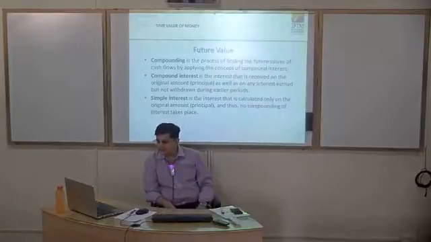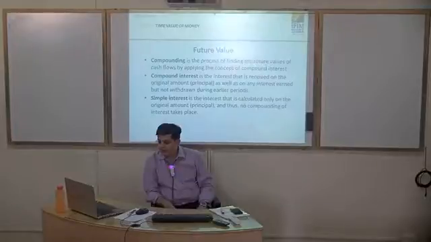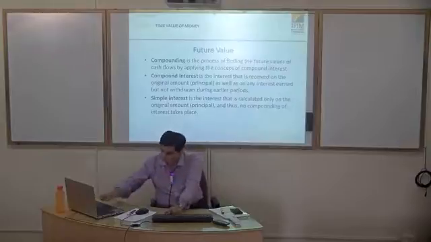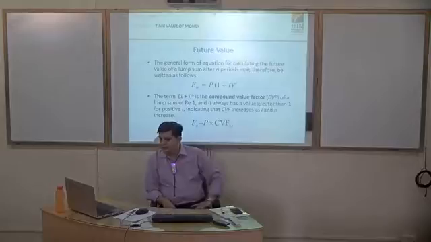Compound interest is the interest that is received on the original amount or principal, as well as on the interest earned but not withdrawn during earlier periods. Simple interest is principal into time into rate divided by 100. We all know that mathematics formula. So it's the interest that is calculated only on the original amount, principal, and thus no compounding of interest takes place. Clear?